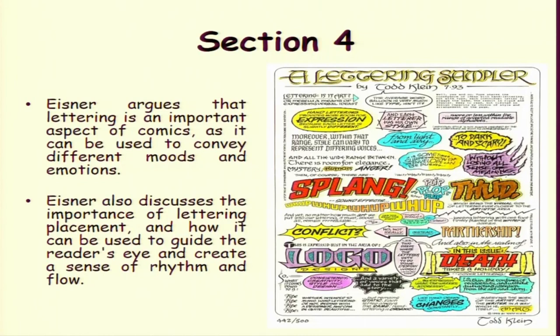So, look at the slides where he is talking about lettering. In section 4, William Eisner is arguing that lettering is an important aspect of a comic as it can be used to convey different moods and emotions. Eisner also discusses the importance of lettering placement and how it can be used to guide the reader's eye and create a sense of rhythm and flow. For example, Eisner gives examples from his own work to demonstrate how lettering can be used to create different effects.